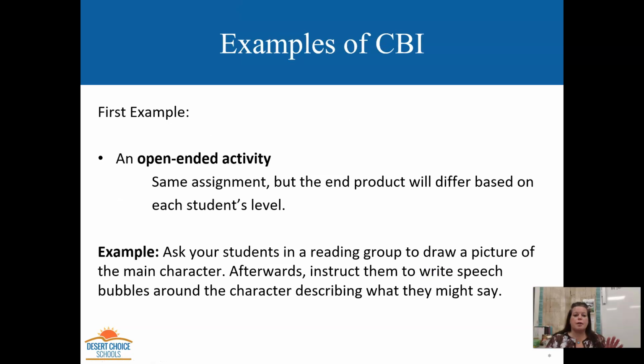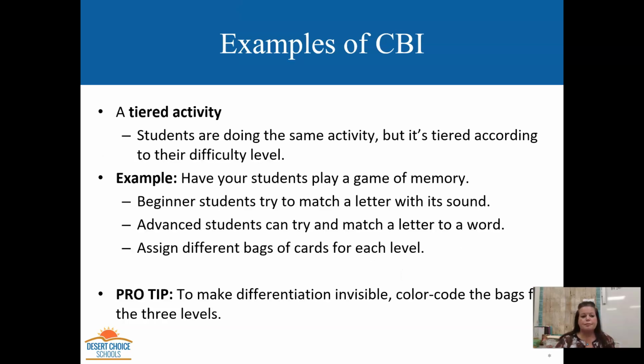Okay, so there's a couple examples that I want to show you. An open-ended activity is the same assignment, but the end product will differ based on each student's level. Here's the example. Ask your students in a reading group to draw a picture of the main character. Okay, you're going to have some good drawers, you're going to have some bad drawers. That's okay. Irrelevant. Afterwards, instruct them to write speech bubbles around the character describing what they might say. One of your students might be writing full sentences. One of them might just know a word. One of them might just know a letter. It's okay. One of them might not be able to write at all, and they're just drawing a picture, and that's okay. We're meeting them where they're at, okay?